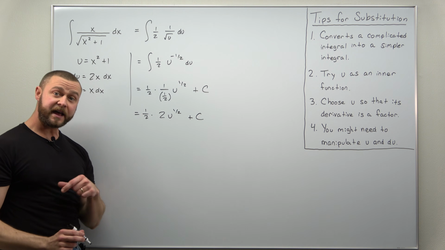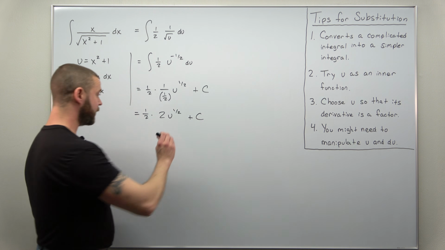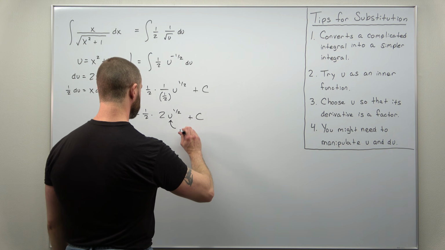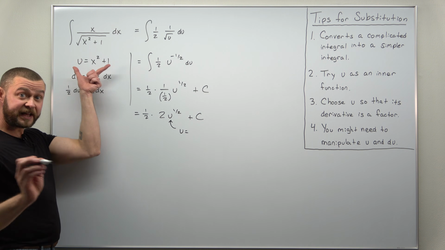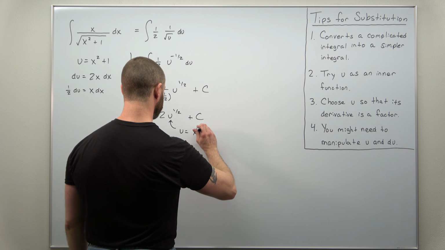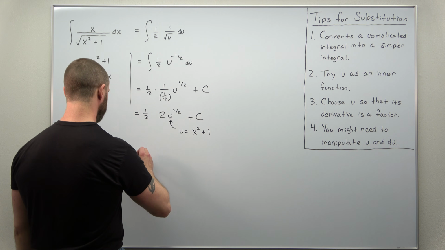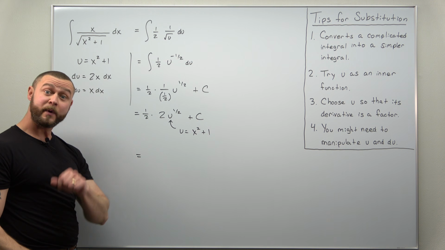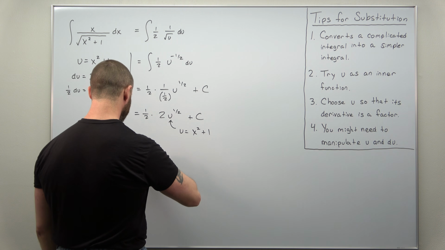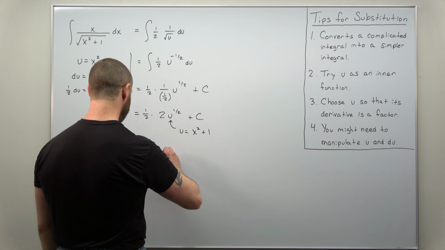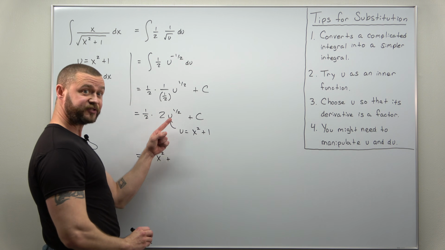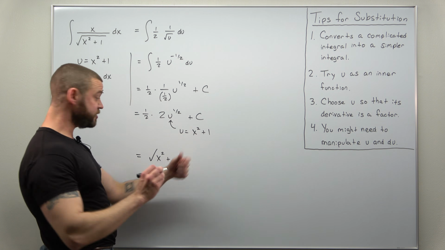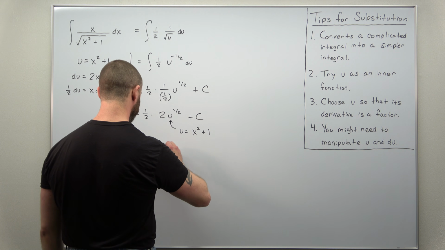And the 2 and the 1/2 cancel, and we just back substitute our u as what we decided it was, x squared plus 1. So if you plug this all in, 2 and 1/2 cancel. The 1/2 power, we can recognize that as a square root. And we can write our answer, the antiderivative here, as the square root of u, where u is x squared plus 1.